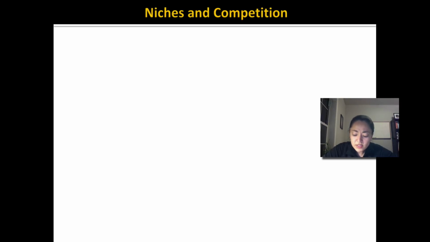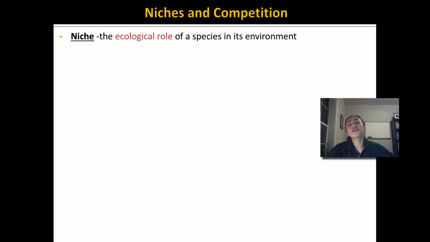And one of the most difficult things for a student to do is distinguish between niche and habitat. And so before we get into anything else, let's define what a niche is and what a habitat is. So a niche is defined as the ecological role of a species in its environment. So this would include everything that species needs to survive.